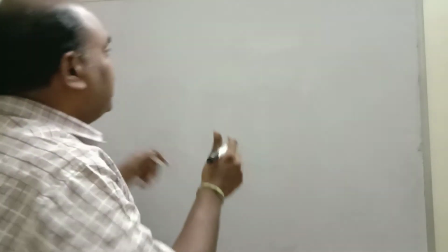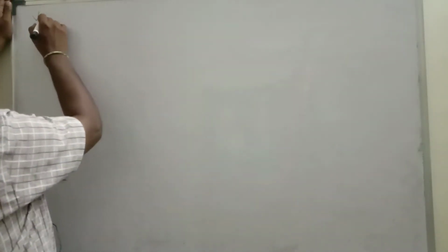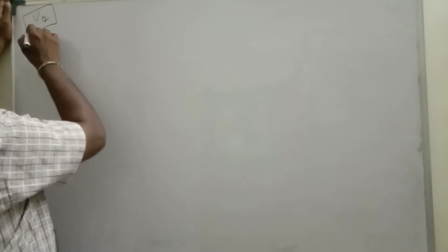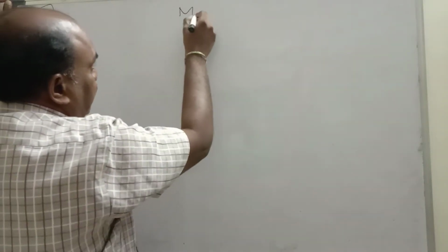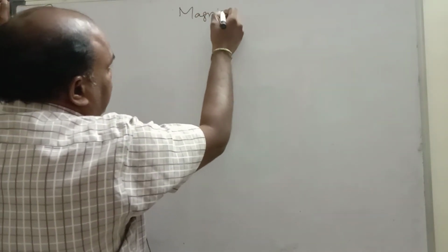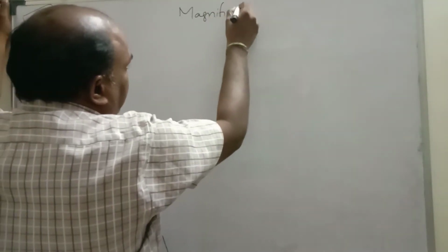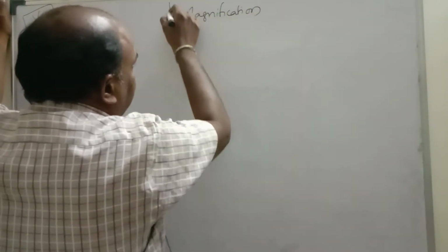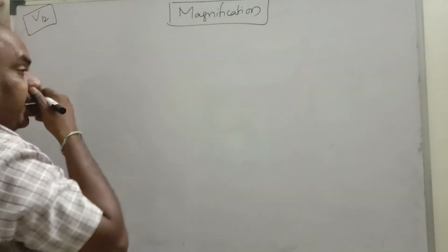Hello children. In the first chapter, video number 11, we saw the mirror formula. This is video number 12. In this video, we are going to see the derivation of magnification. What is meant by magnification? When do you get a magnified image? All these things we will see, and how to find the magnification.